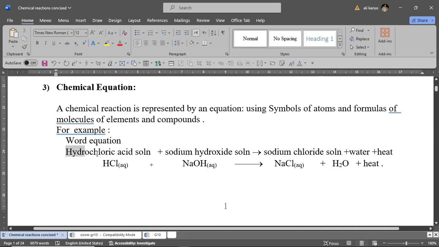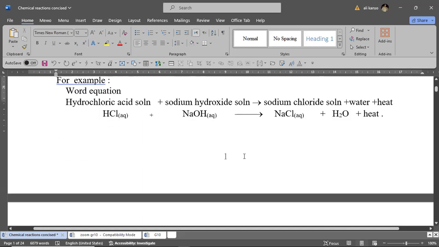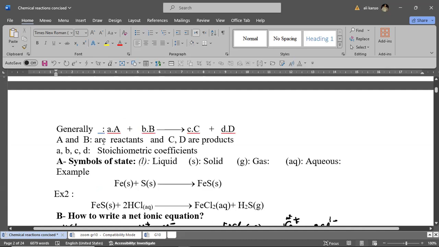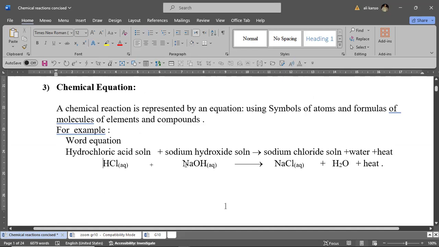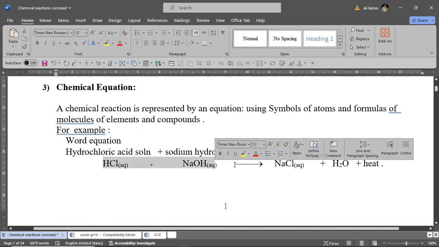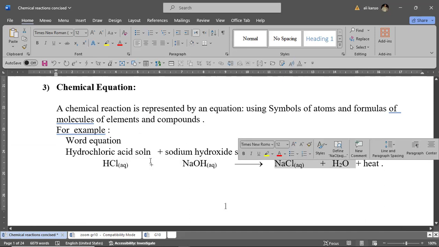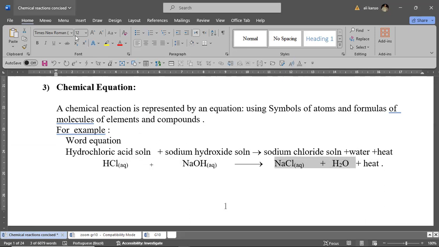In order to simplify this reaction, and simplify dealing with such reactions, we transform the chemical substances into formulas. Hydrochloric acid can be expressed as HCl, sodium hydroxide as NaOH, sodium chloride as NaCl, water as H2O, plus heat. What is the importance? Generally, A and B are reactants, and C and D are products. Here HCl and NaOH are called reactants, and NaCl and H2O are called products.